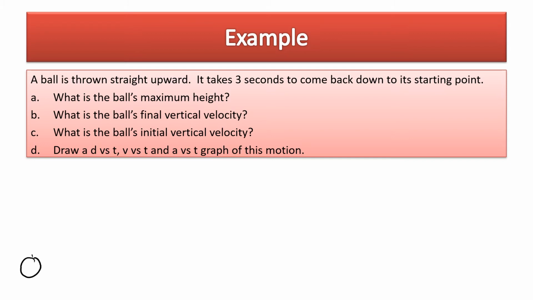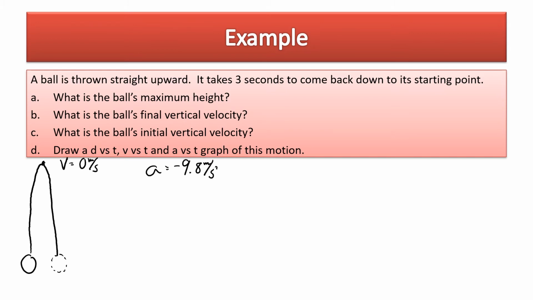So the ball goes up, and then it comes straight back down, but that's kind of confusing. So even though it's a linear motion, I kind of like to draw it off to the side so we know that, okay, then it comes back down over here. We know at this point the velocity is 0 meters per second. We know the acceleration is negative 9.8 meters per second squared. They told us that the time for this entire motion is 3 seconds.